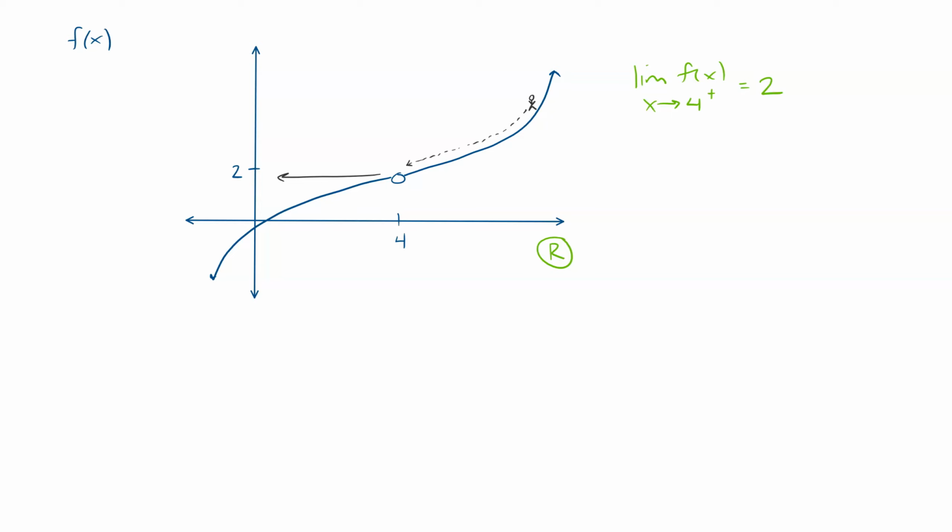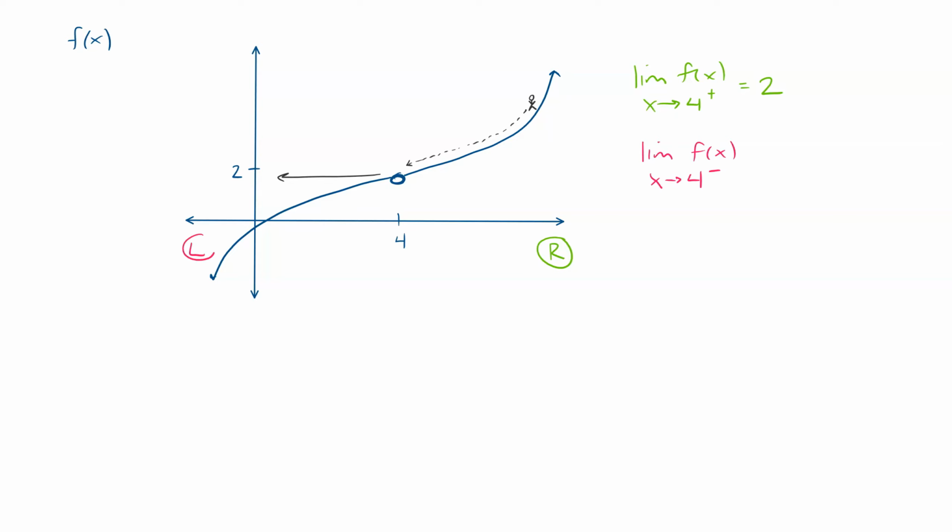But if you look closely at the function, there's a removable discontinuity there. The function doesn't actually exist at 4. But that doesn't matter. We are approaching a y value of 2. Whether or not that value exists when we get there is not our concern. The fact is we're approaching that value. So now let's go again. The limit of the function as x approaches 4 from the left.